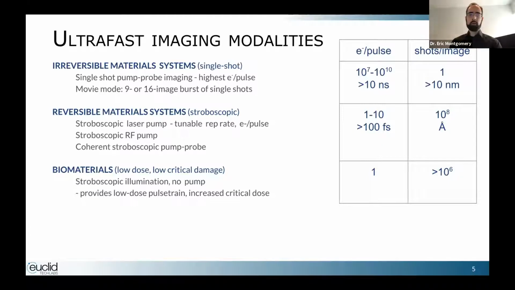The reversible material systems are well suited for a stroboscopic approach, and their laser-based or laser-free UTEM is appropriate. Also, coherent pump probe is well within reach with the right electron source. And biomaterials, as I mentioned, can see low critical damage from stroboscopic illumination. I'll have a slide on the application of that later. There, you integrate over a large number of shots, just as in the stroboscopic approach, but you try to limit the number of electrons seen by your sample to about 1 million or a bit more.